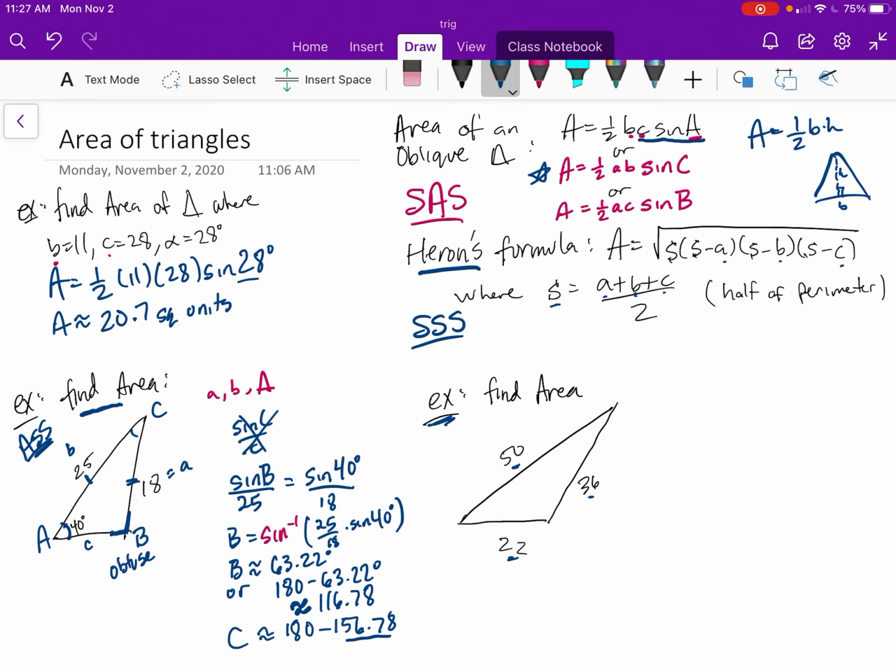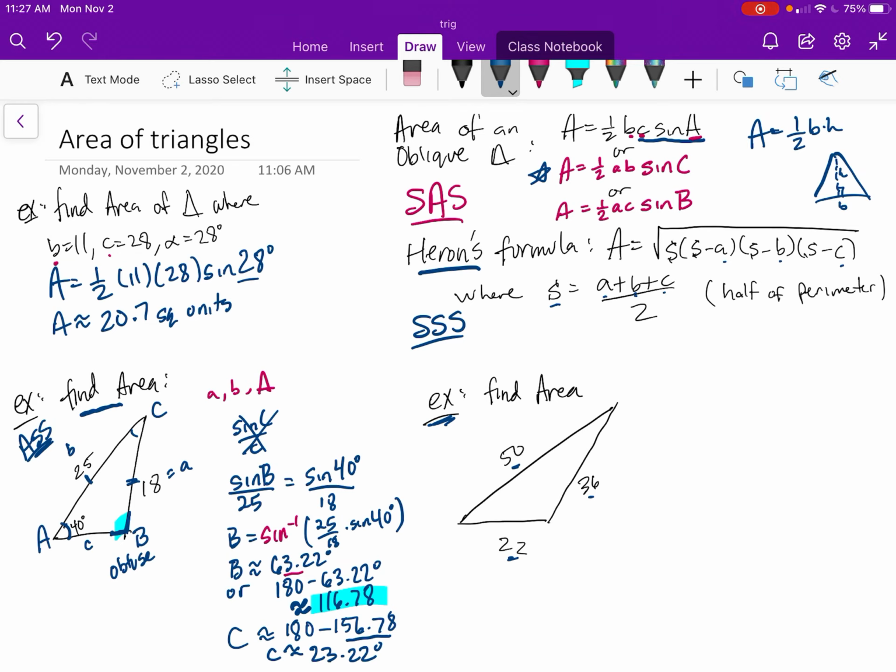So I'm using this one because the picture that was drawn, it looks obtuse. So if there were two possibilities, I want to use that one. If it looked closer to 63, the acute angle here, then I would use that one. All right, so C, we get, what, 23.22.